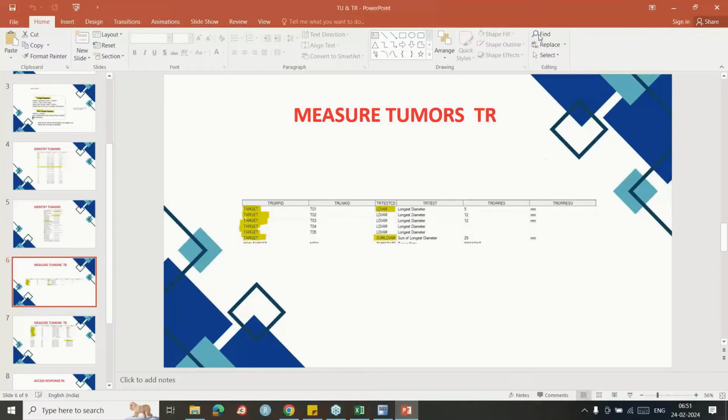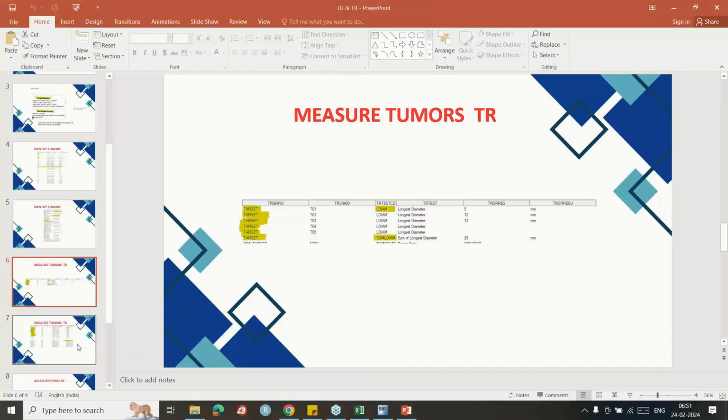TRORRES variable. Here you can see, so first subject, for example T01, that is 5 millimeter. Okay, so second T02, that is 12 millimeter. Like that, you have to measure each and every targeted lesion. So sum is nothing but, all this sum you can put into the sum of the longest diameter. We need to sum all of this, 12 plus 12 plus 5, so you will get 29. Like that, you will measure the targeted lesion.